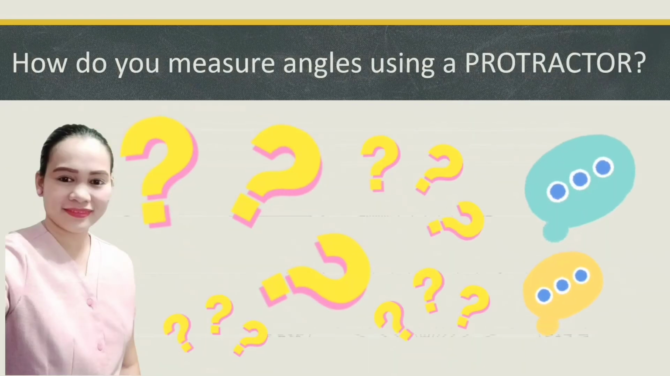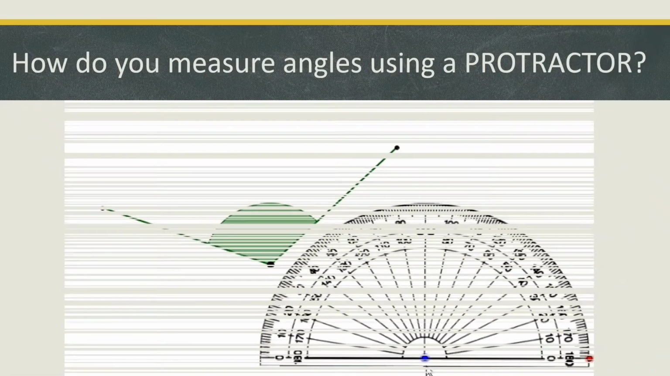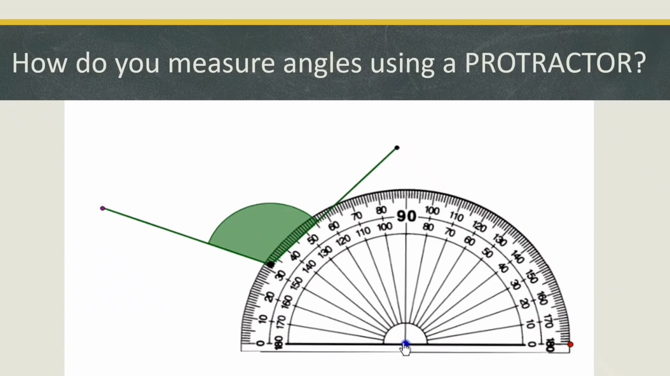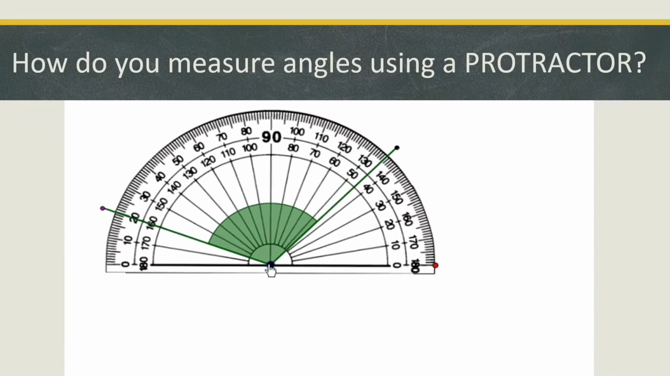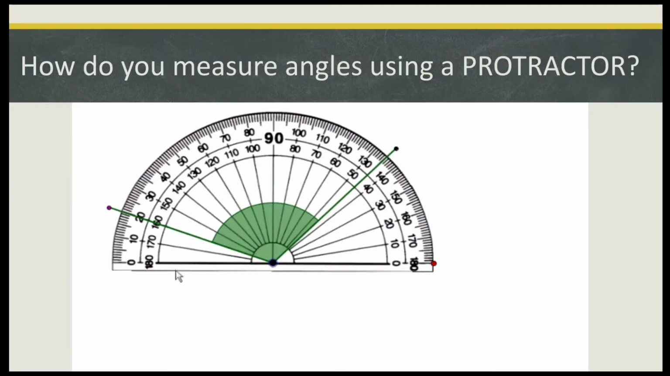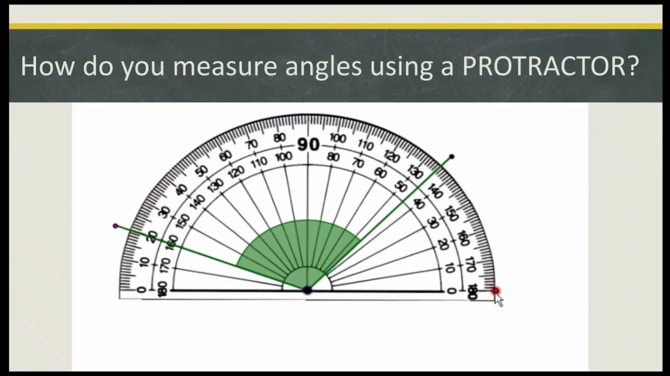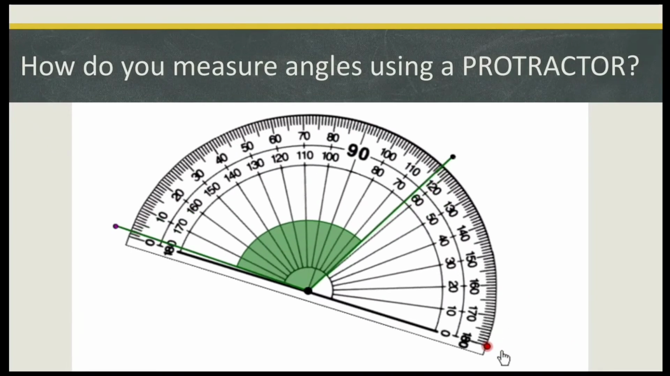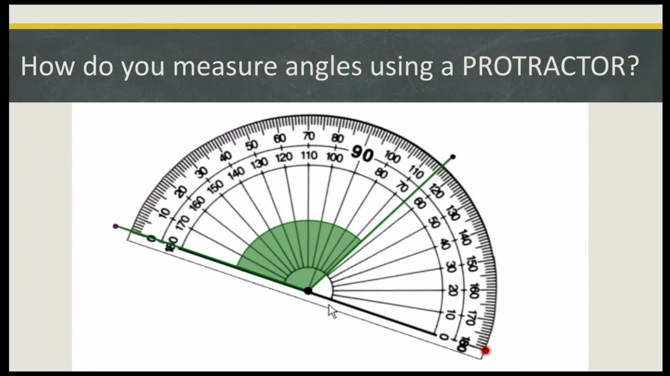How do you measure angles using a protractor? To measure angles using a protractor, align the origin of the protractor to the vertex of the angle. Also align the baseline of the protractor to the side of the angle. Then, you can now measure the angle by just looking at the scales. To do it, read from 0, count the degree lines carefully up to the other side of the angle that crosses the number scale.